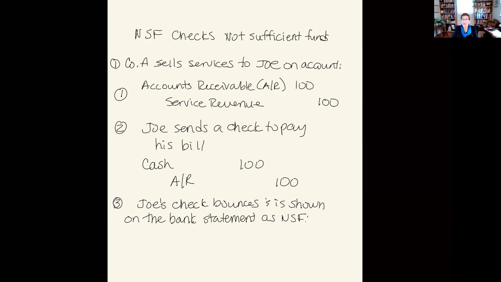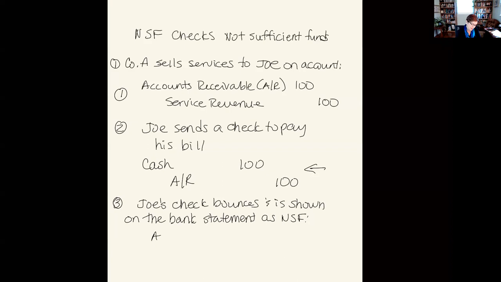So now the company gets its bank statement and it's like, oh, we thought Joe paid us, but Joe actually didn't pay us because his check bounced. So first of all, we put that into our bank reconciliation. That's another matter. And then the journal entry we have to make is basically to reverse this, because what happened is that didn't happen. Joe actually did not pay us.